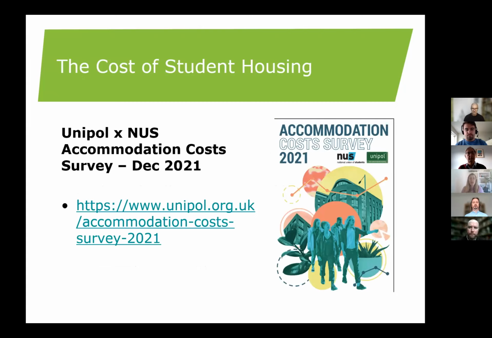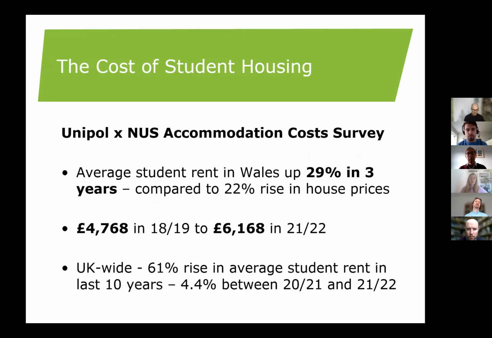So the annual survey that we do in conjunction with Unipol adds to those stark stats that we've seen. Student rent has increased, but has the quality increased to match that rise? I don't really think at the moment we're seeing evidence of that. The survey found a 29% rise in the average annual cost of student accommodation in 3 years, far above the rise in housing prices. This is part of a 61% rise in student rent over the past 10 years and a 4.4% rise in the last year alone, despite the impact of the pandemic on people's finances and the ability to find jobs.